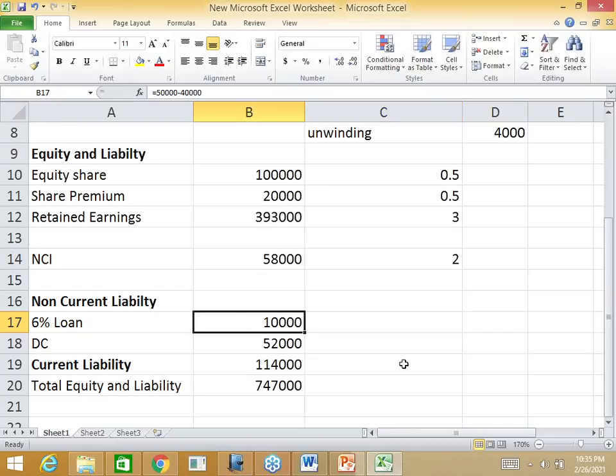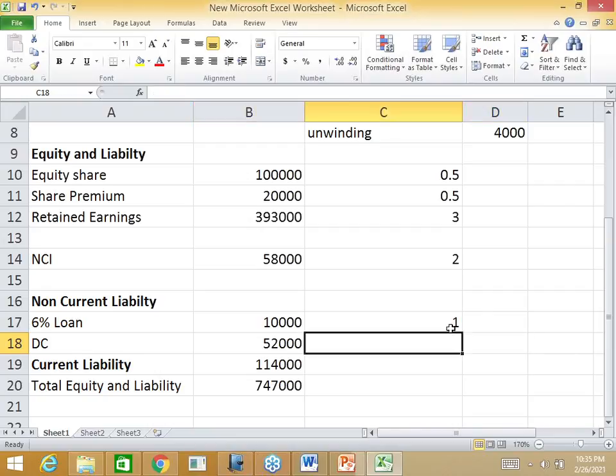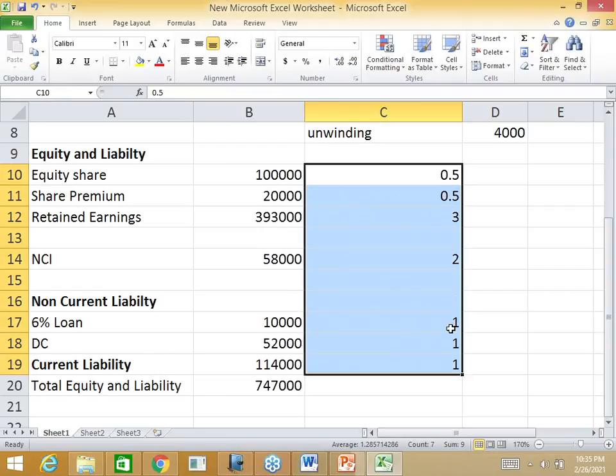Have you done the adjustment? Yes, you have done the adjustment. You will get 1 mark. Yes, 1 mark, 2 marks, 1 mark. And have you done the adjustment for the current liability? That's 1 mark. So this is how the examiner will give you the marks.